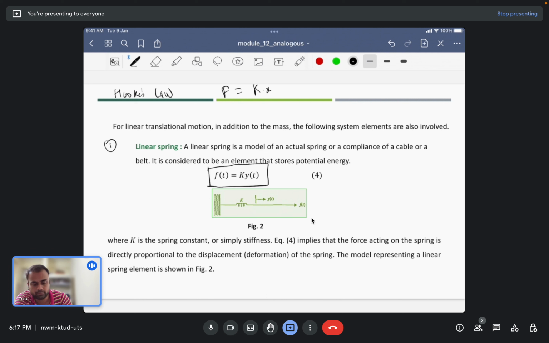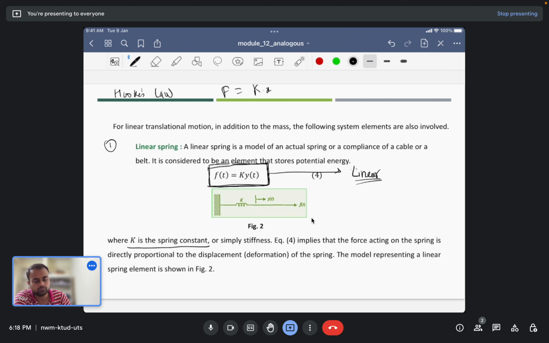is a function of time, where force is equal to k times y(t), where k is the spring constant, or simply defined as stiffness. So this equation 4 implies that the force acting on the spring is directly proportional to the displacement of the spring, and this is the model representing a linear spring. Again, this is not a partial differential equation, because the relationship here is a linear relation.